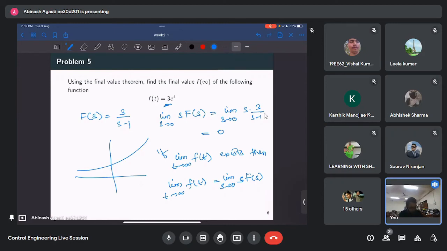So I hope that is clear. For this function, e to the power t is an unbounded function, so the limit at infinity won't exist, so we cannot say this thing. Okay, is this part clear?